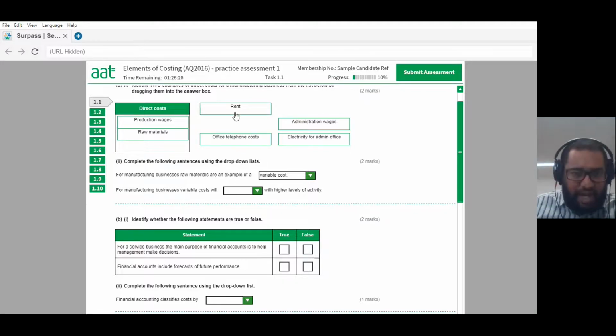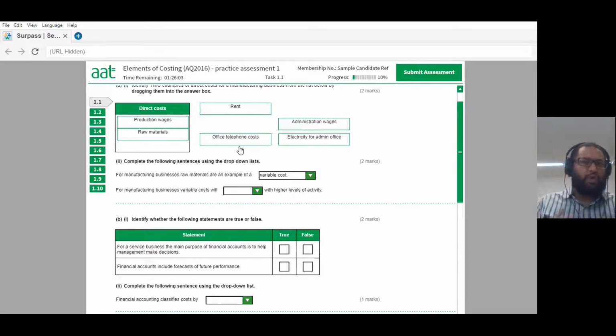For example, the rent here: the rent doesn't change with your level of production. So that is a classic example of fixed cost. We're not talking about rent per unit. We are talking about rent as an overall cost. Therefore, anything like administration wages, electricity for the admin office, telephone costs, will all be classed as a fixed cost because they don't have a direct correlation to your production.